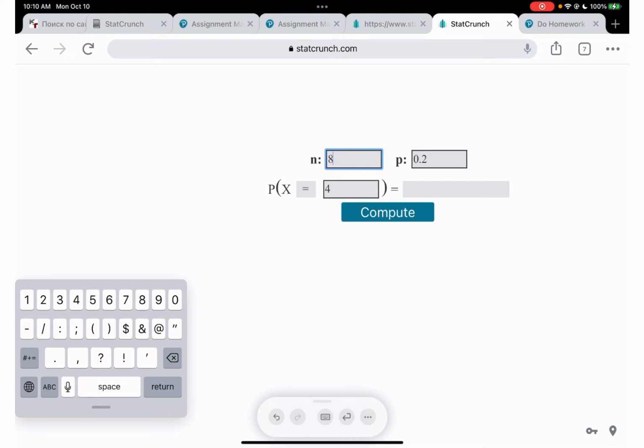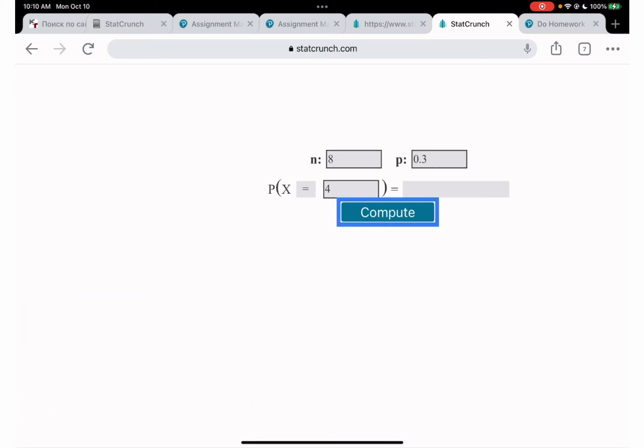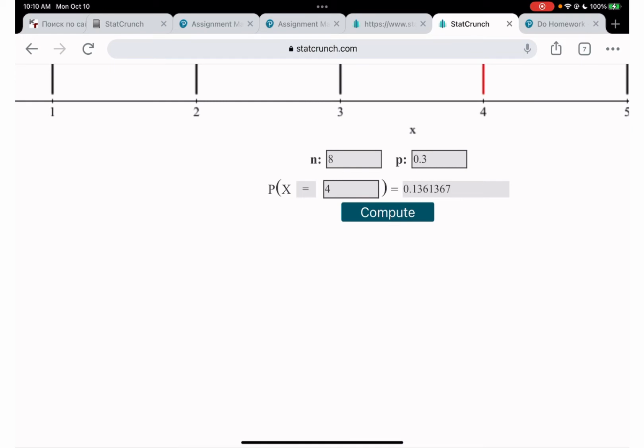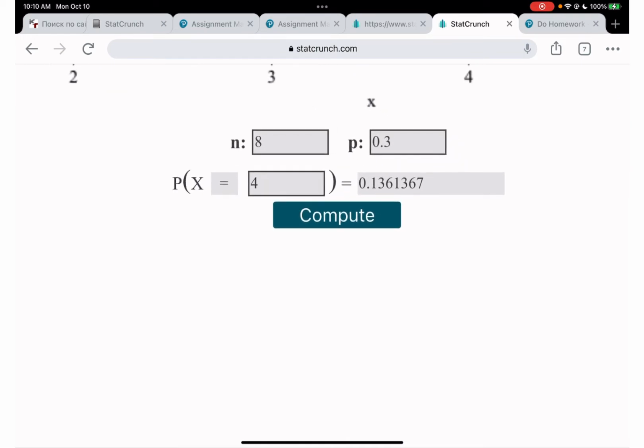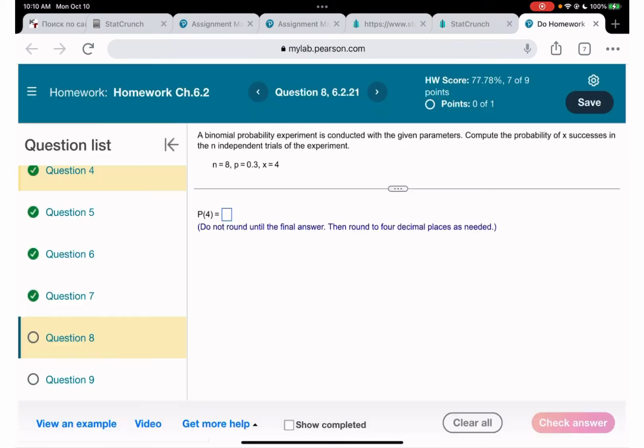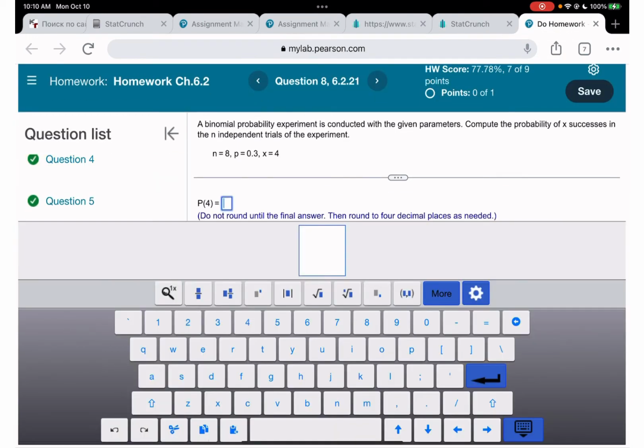Here is going to be 0, 3, and 4 we have. Computing. And we get 0.1361. Okay, 0.1361.